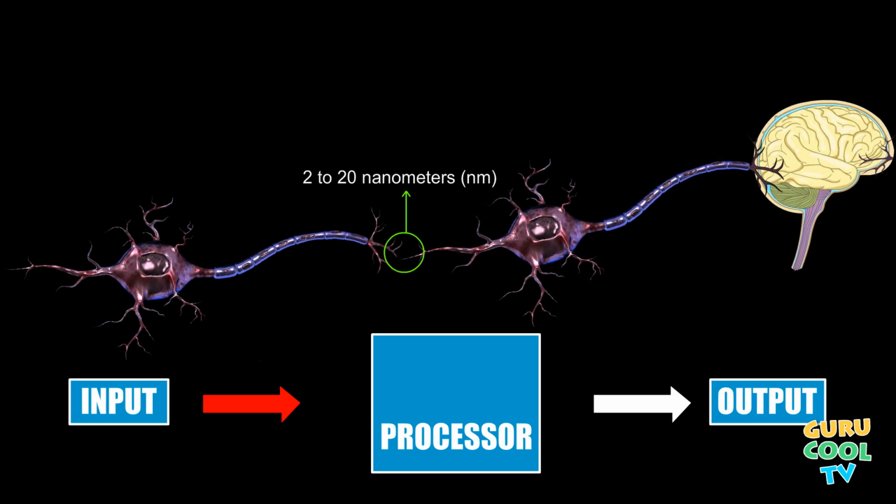A gap of 2 to 20 nanometers (nm), called synapse, separates the axon of one neuron and the dendrites of the next neuron. During the transmission of the messages, some chemicals are released which go across the synapse and start a similar impulse in the dendrite of the next neuron. The axon conducts impulses from the dendrites of another neuron. Ultimately, the signal is passed to the neuron of the brain.